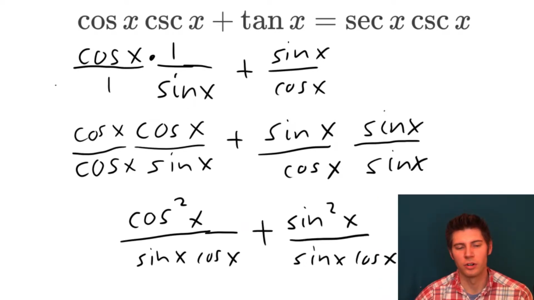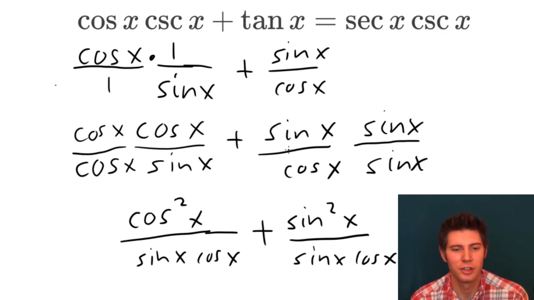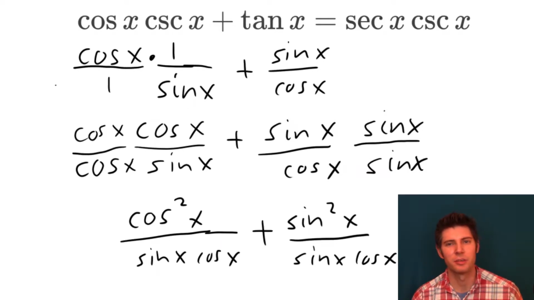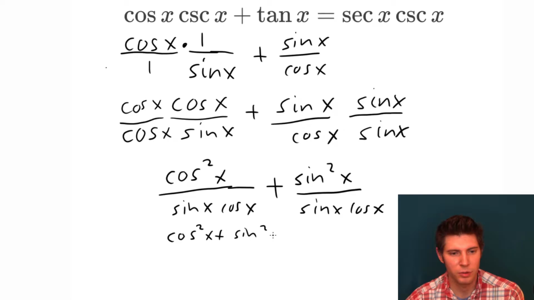I can change the order of them just because multiply is commutative. You can change the order of it. And I just did that so that the two bottoms would match. Now we have two fractions with a common denominator. So we can condense them into one fraction with the same denominator. So it'll be cosine squared x plus sine squared over sine x cosine x.